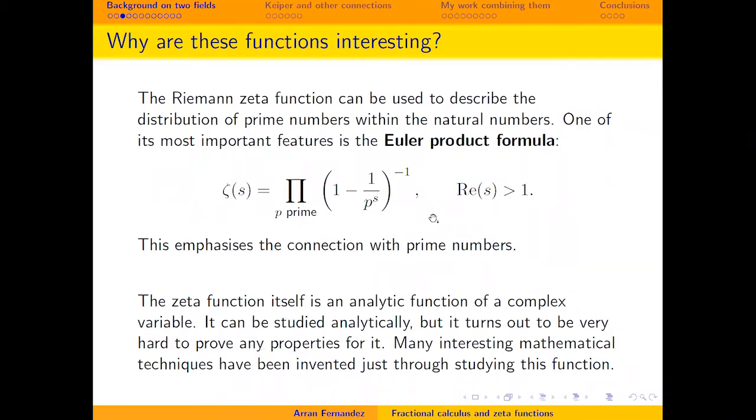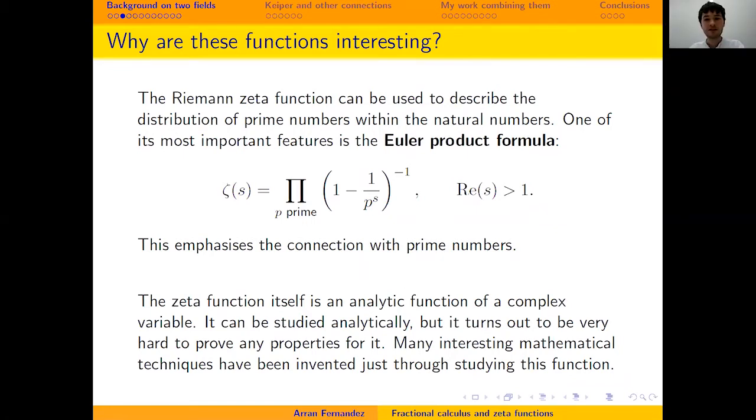But to give a simple connection, we can say the Euler product formula is a way of writing this function zeta of s as an infinite product instead of an infinite sum. And that's interesting because, of course, a connection with prime numbers means a connection with number theory. So that's the Euler product formula. And the zeta function itself, it has this connection with number theory, but it's just an analytic function. It can be studied analytically.